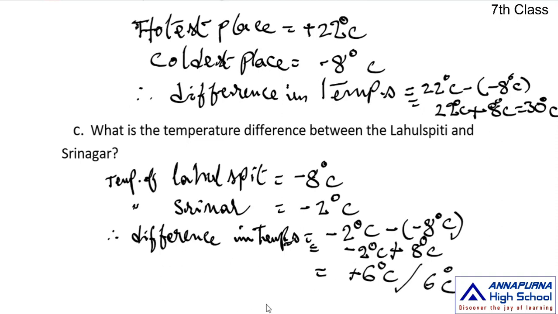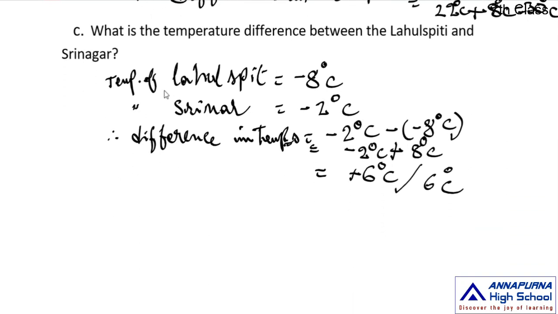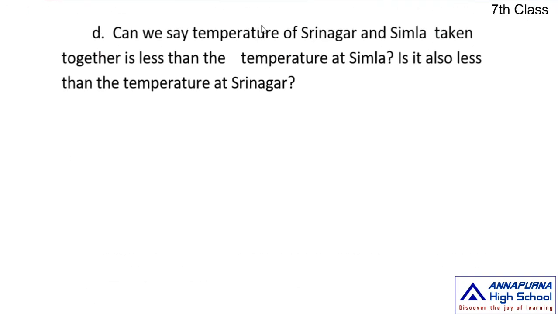This is the difference in temperatures. If we come to the fourth one, can we say the temperature of Srinagar and Shimla taken together is less than the temperature at Shimla? And the next one is, is it also less than the temperature at Srinagar?